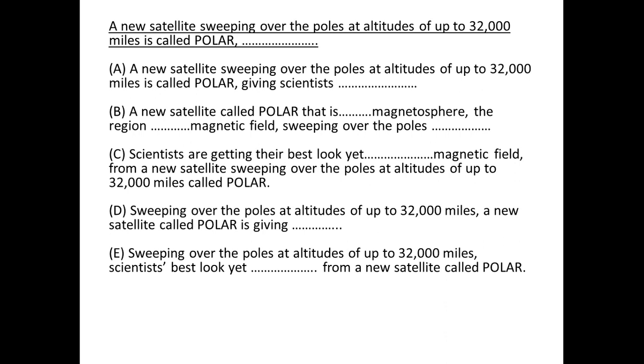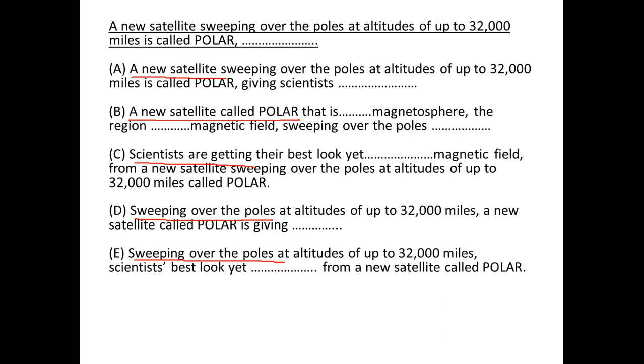In this question we'll use the elimination process to find the answer. Now if we compare the first few words, it says a new satellite called Polar, scientists are getting sweeping over the poles. In this case the entire sentence is underlined and the sentences are starting with different things. So mostly in such cases we have a modifier, subject, verb error.